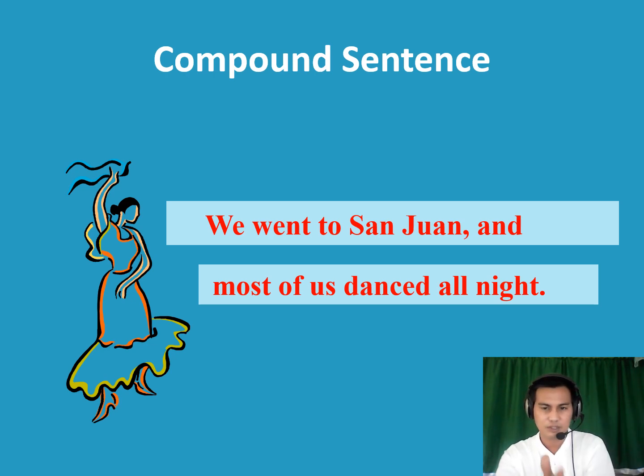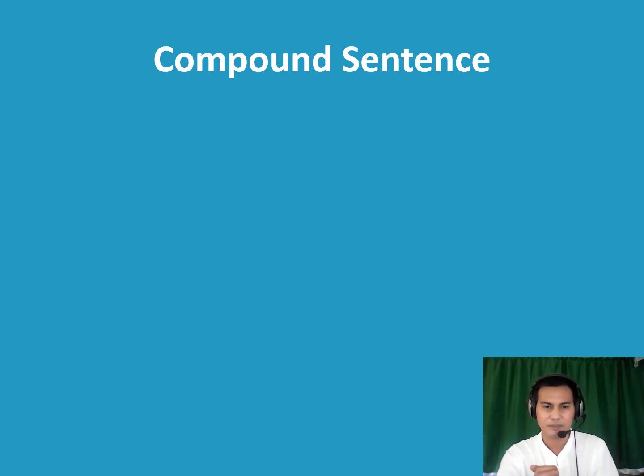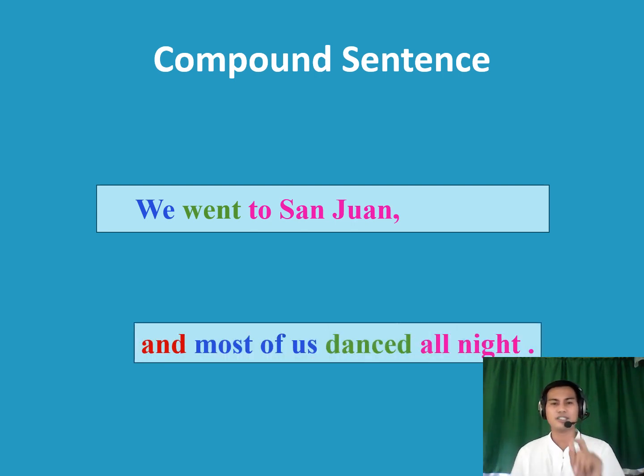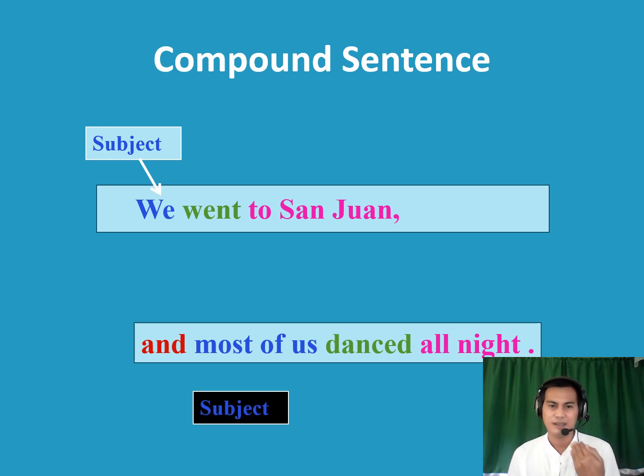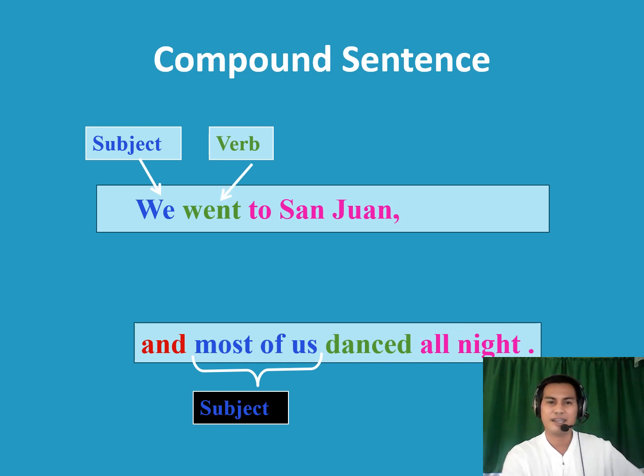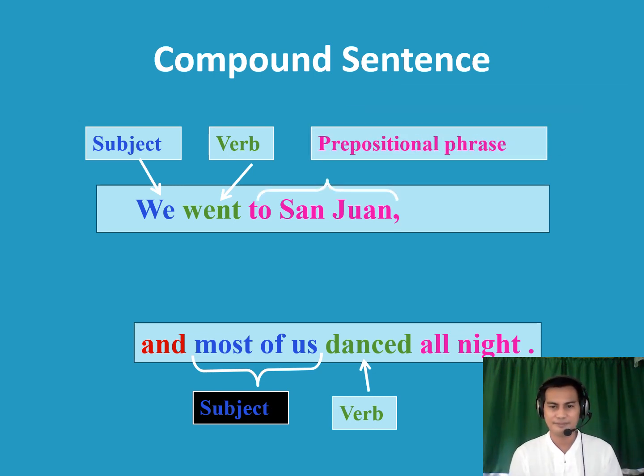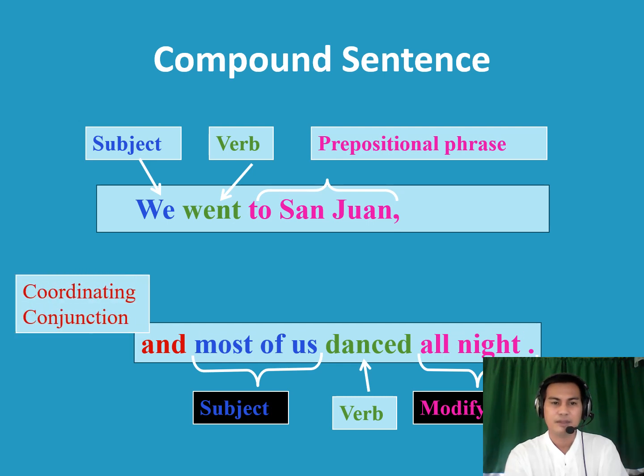Let's get to another slide to help us. Here, we went to San Juan. That's one sentence. Another sentence with another subject is most of us danced all night. Okay, we have here. Wait, wait. We'll just finish. Okay, here.